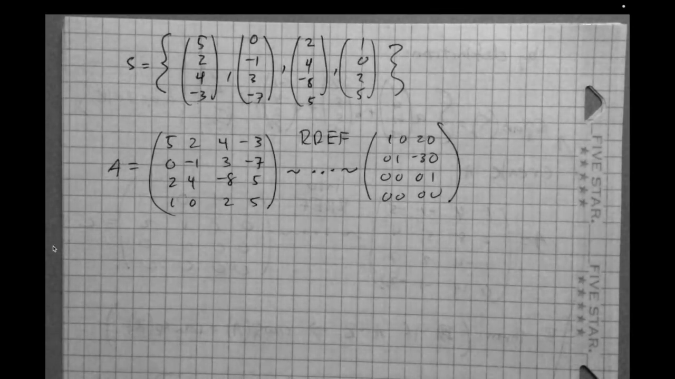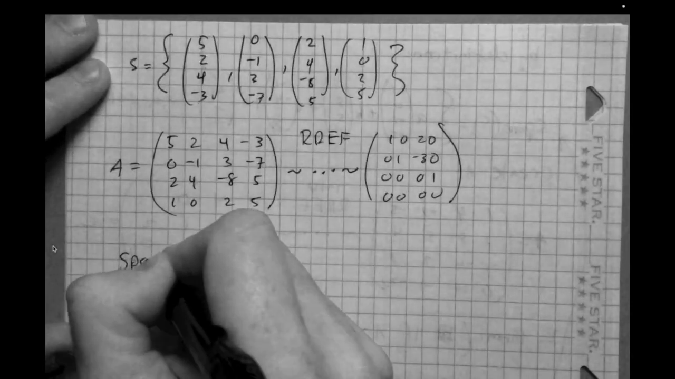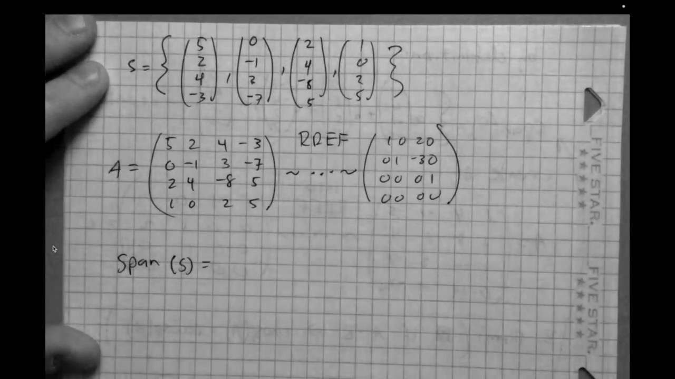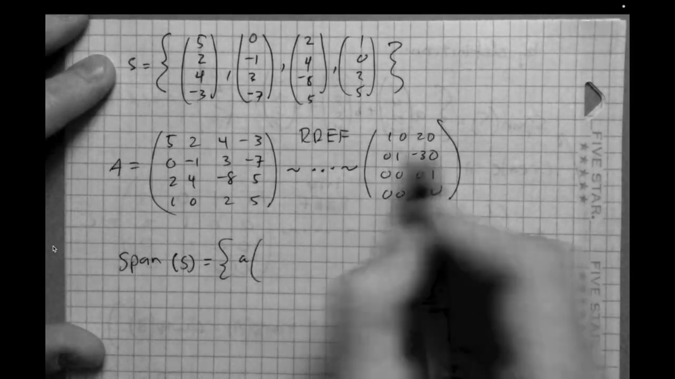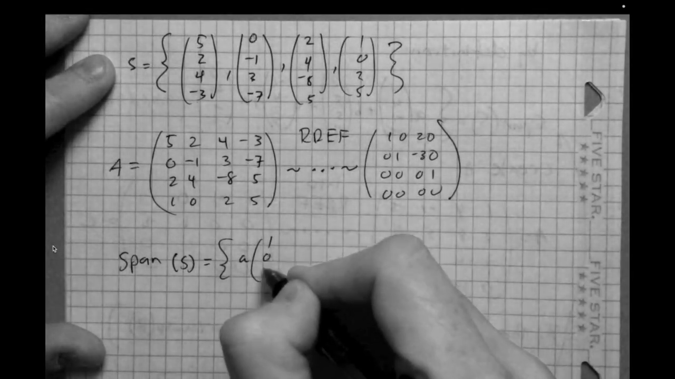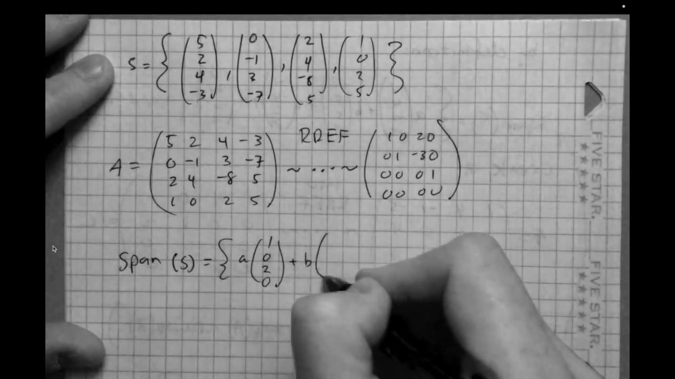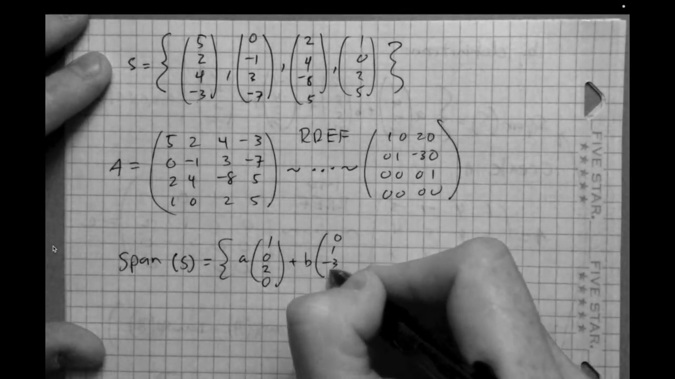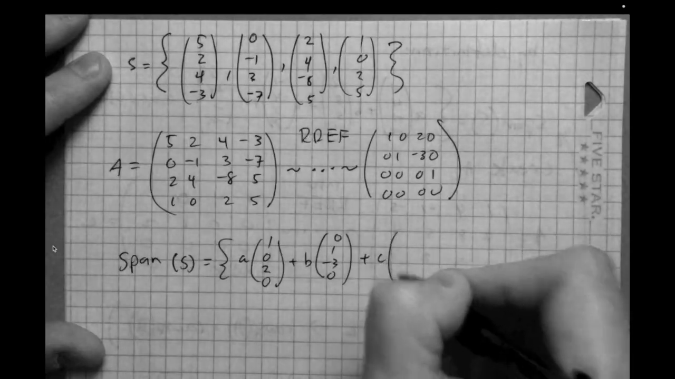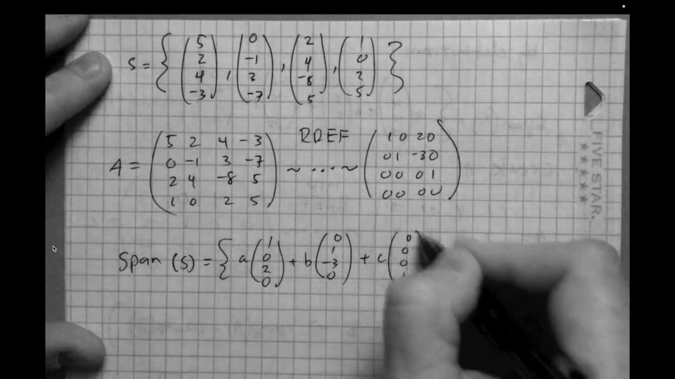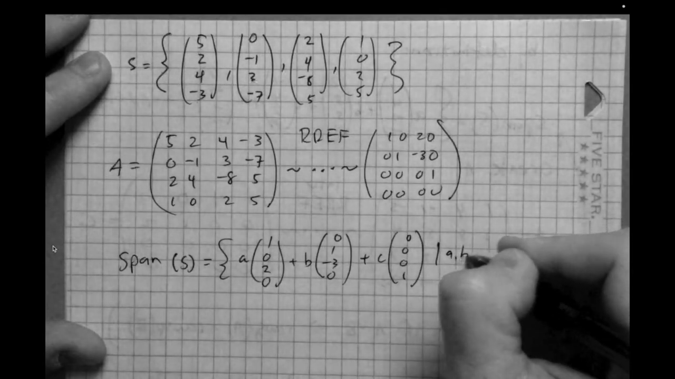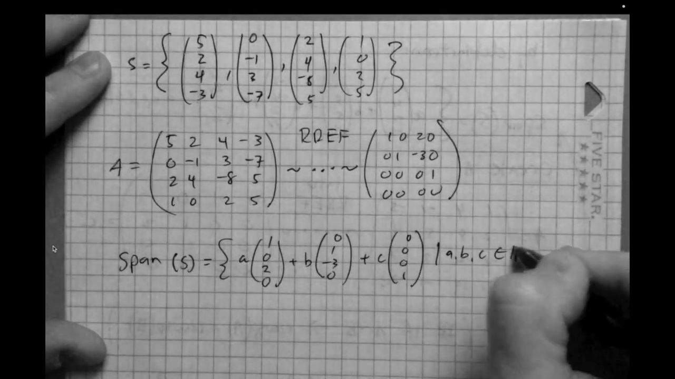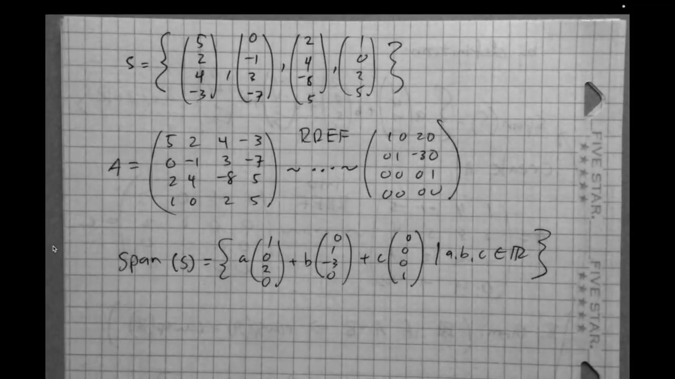And so the span of S can be written as A times the first row, 1, 0, 2, 0, plus B times the second row, 0, 1, -3, 0, plus C times the third row, right? And then D is just all 0, so it's not important, and we can just leave it off. Okay. And so the span can be written like that.